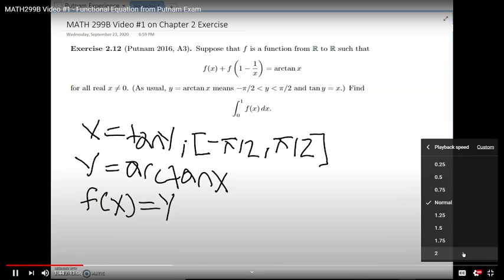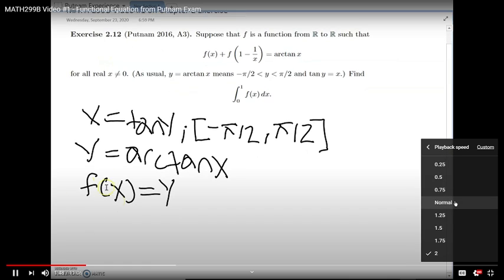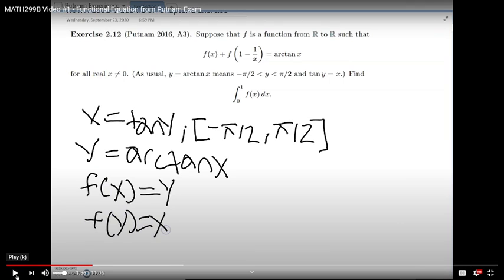My bad. We also know that f of y is equal to x. Alright, I'm not sure what's going on here, but you can't switch x and y. Nice.